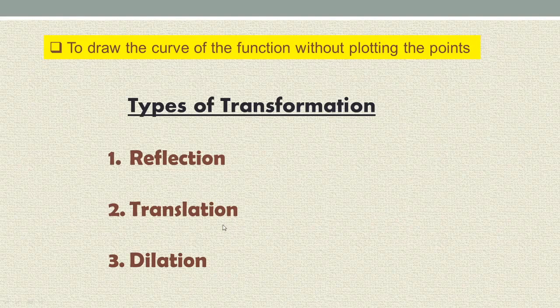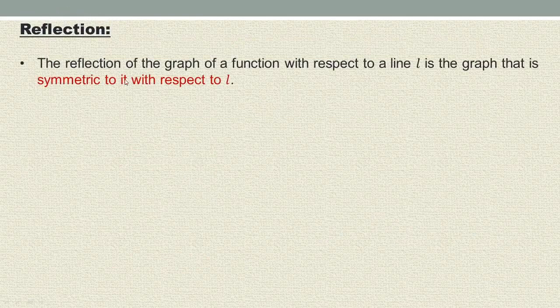So there are three types of transformation: reflection, translation and dilation, and in the next slides we are going to see them one by one. First let us see reflection. The reflection of the graph of a function with respect to a line L is the graph that is symmetric to it with respect to L. Reflection is nothing but symmetry with respect to the line L.